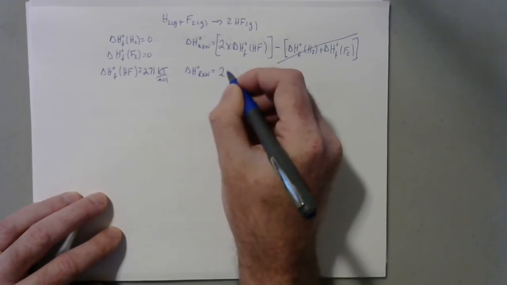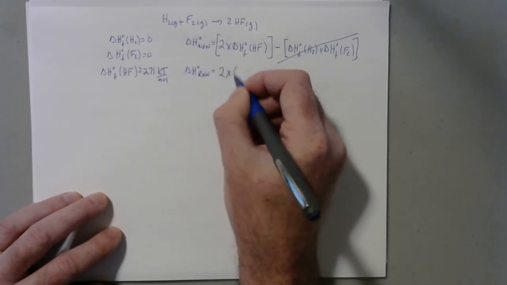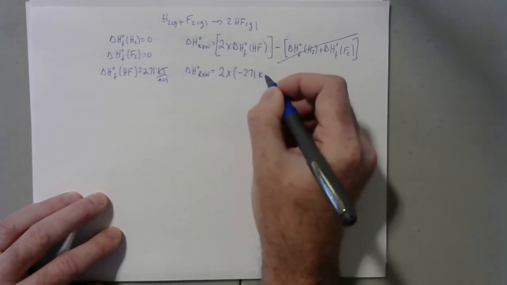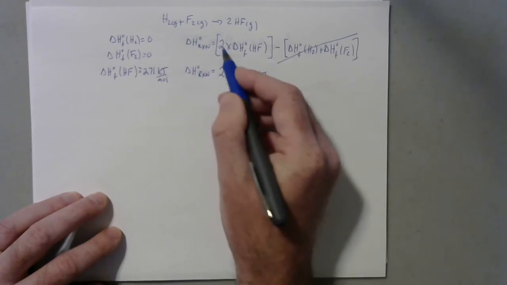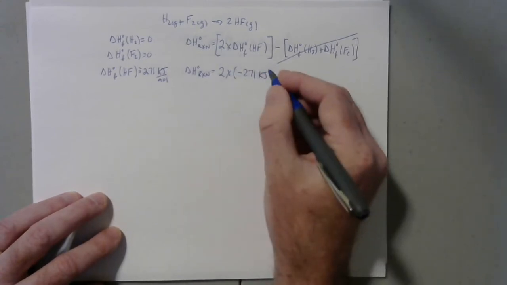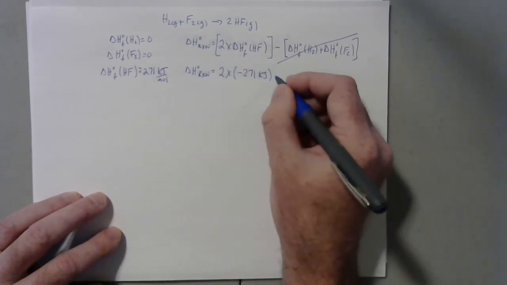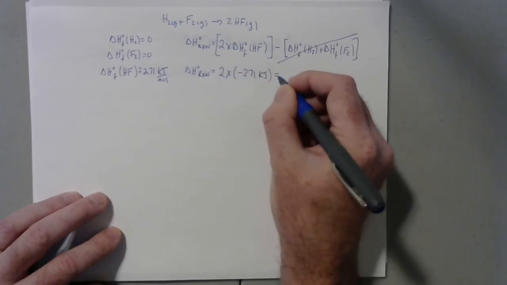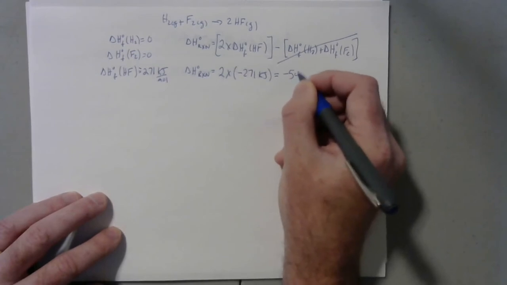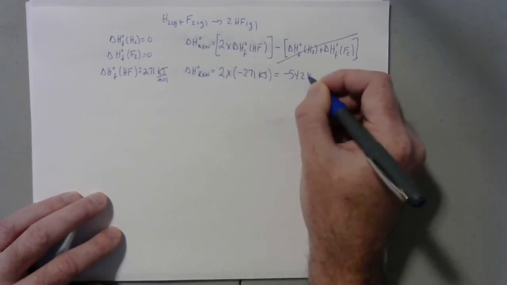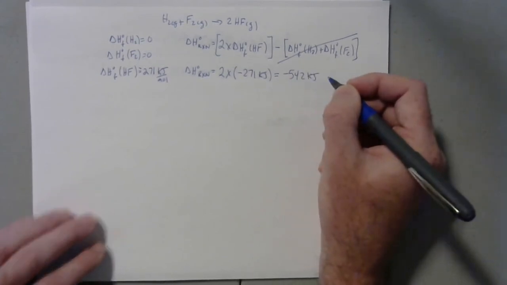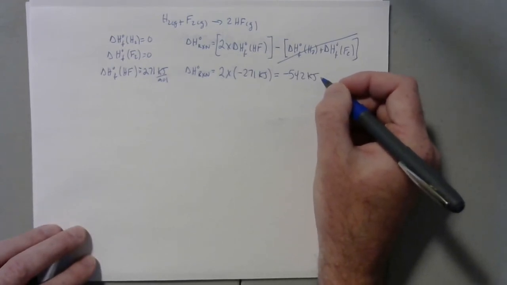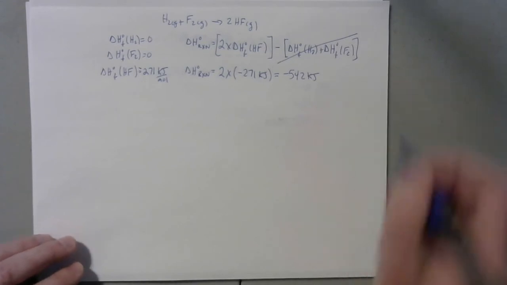So it's going to be 2 times a negative 271 kilojoules. If you interpret the coefficients as moles, then the moles cancel, and you're just going to get an answer in kilojoules, so I'll just pre-cancel the moles out. And we call that a negative 542 kilojoules. But that's for the reaction as written. That's for the formation of 2 moles of HF, not just 1.